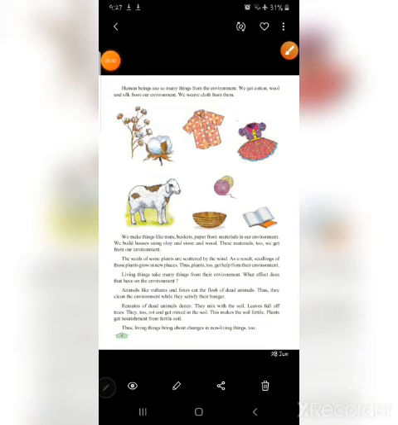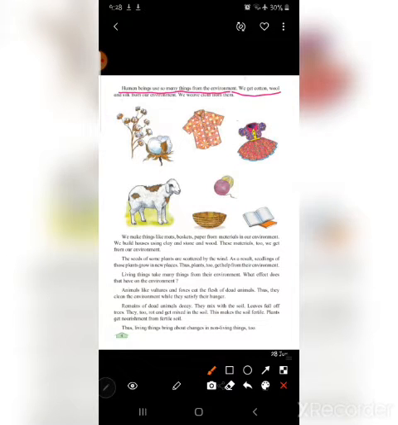So children, now turn to textbook page number 4. See, I have already opened. You also turn to page number 4. See here. Human beings use so many things from the environment. We get cotton, wool, silk from our environment. We weave cloth from them. Yes. So many things we get from our environment, such as cotton.